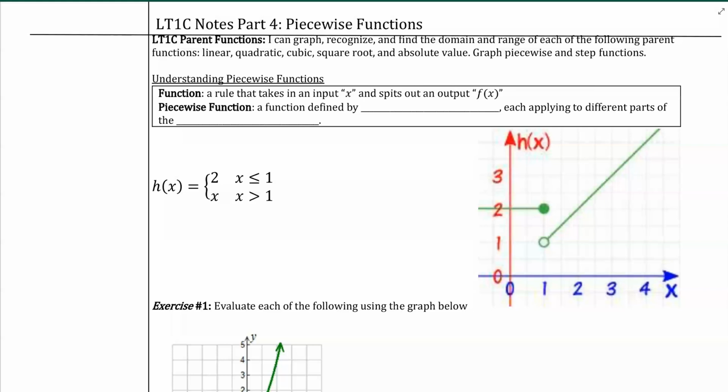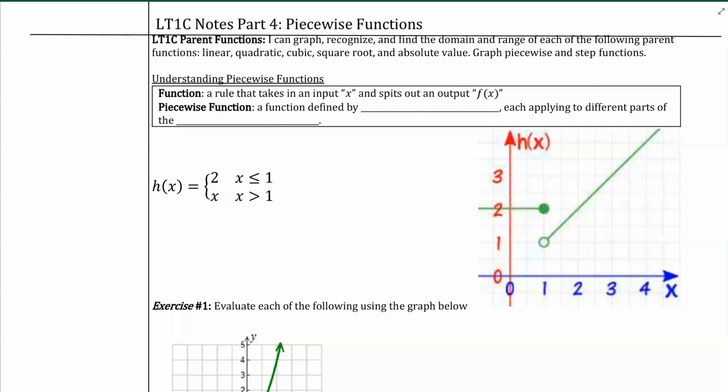This is LT1C Part 4, Piecewise Functions. So recall that a function is a rule that takes in an input x and spits out the output y, but instead of using y, we want to think about it as f of x. But in terms of graphing, f of x really is equivalent to y.